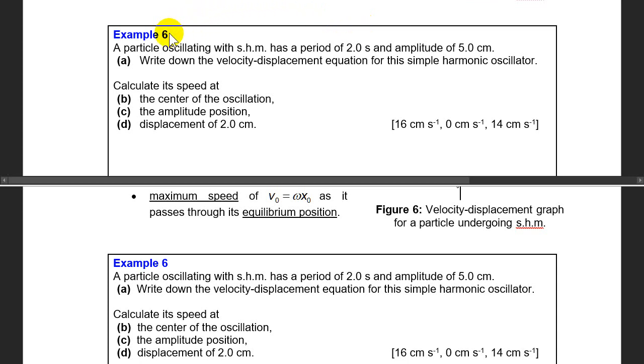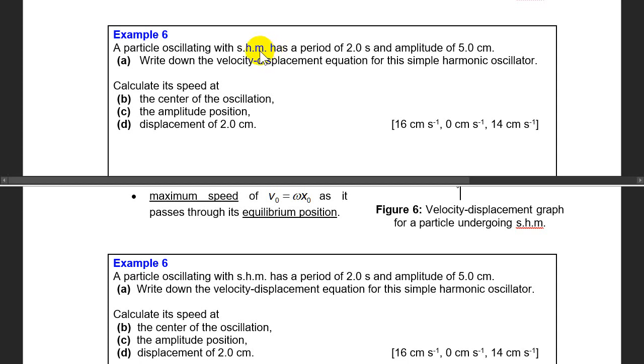Okay, example 6. We have a particle that's oscillating with simple harmonic motion. Now, if the question says that there's a particle oscillating with simple harmonic motion, this is very important. This means that we can use all the formulas for simple harmonic motion. Where are all the formulas for simple harmonic motion? You can refer to the last two pages of your lecture notes. Those are the formulas that you can use for simple harmonic motion.